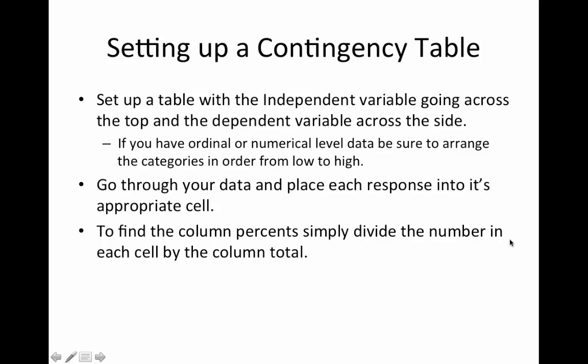So how do we set up a contingency table by hand? To set up the table, we're going to put the independent variable going across the top and the dependent variable across the side. And if we have ordinal or numerical level data, we're going to want to be sure to arrange those categories in order from low to high. So then we're going to go through our data and place each response into its appropriate cell based on how they responded to both questions. And then we'll need to find column percents, and we'll divide the number in each cell by the column total.